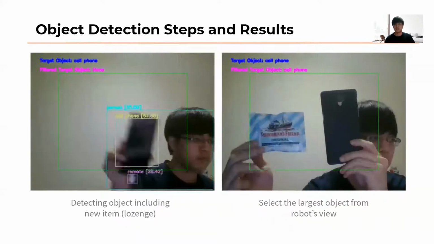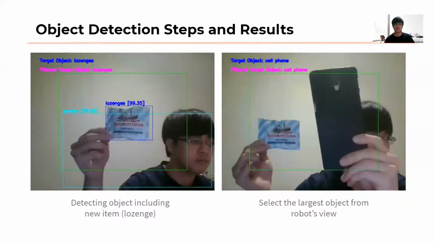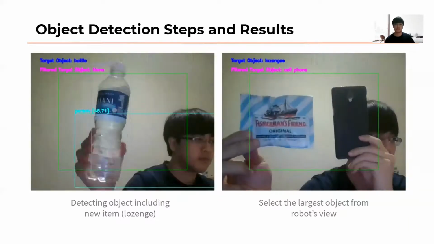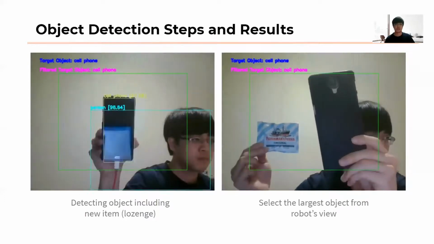So here you can see a quick demo of how the detection actually works. On the left side, we have the system detecting objects, including the lozenge. And on the right side, we have the system selecting the largest object from the robot's view.